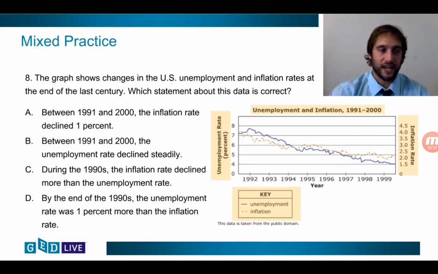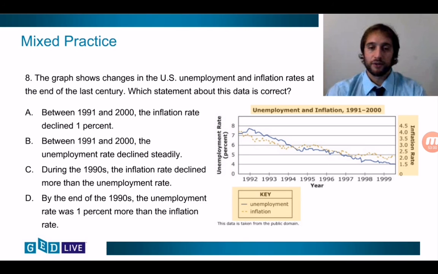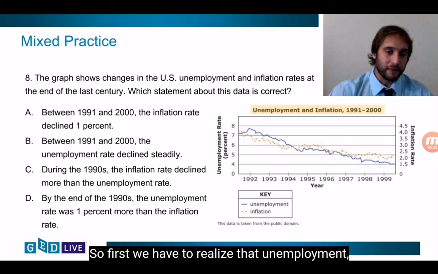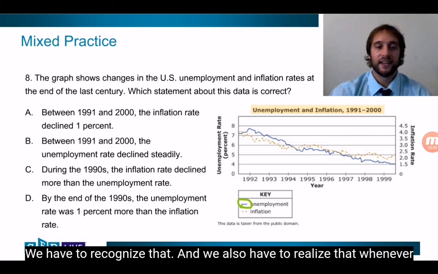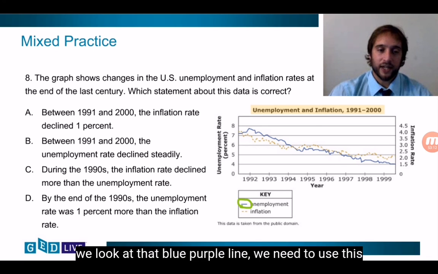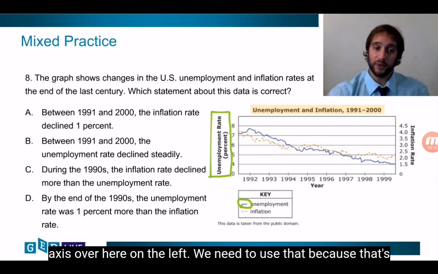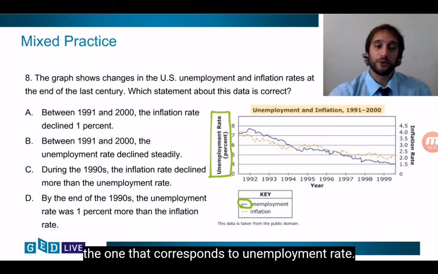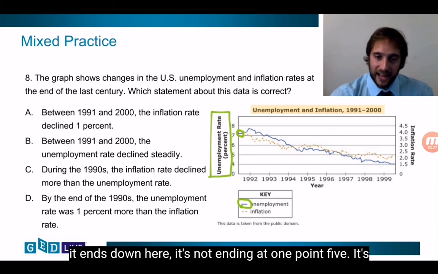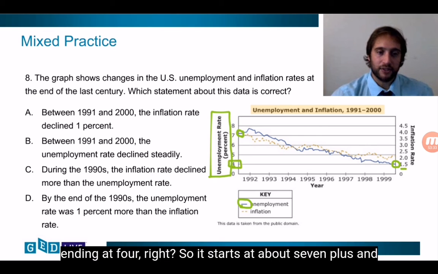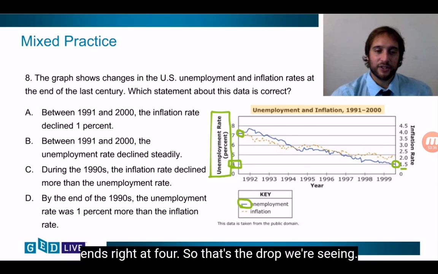Got it. Now, where this graph gets tricky is when it comes to how the y-axes relate to the key. Okay, that's where this gets a little bit tricky. So first we have to realize that unemployment, right, is this bluish purple line. We have to recognize that. And we also have to realize that whenever we look at that blue-purple line, we need to use this axis over here on the left. We need to use that because that's the one that corresponds to unemployment rate. So unemployment rate will start out at 7. And even though it ends down here, it's not ending at 1.5. It's ending at 4, right? So it starts at about 7 plus and ends right at 4. So that's the drop we're seeing.